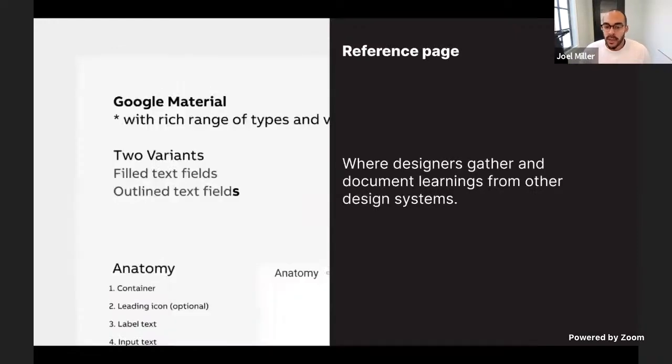First of all, the reference page. So this is a page where designers at ABB gather and document learnings from other design systems. And they'll use this page to understand if they're doing best practice or if there's things that they can learn from other design systems and other companies to improve their own system.